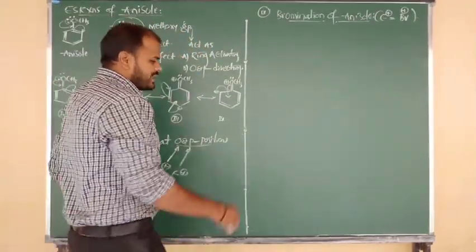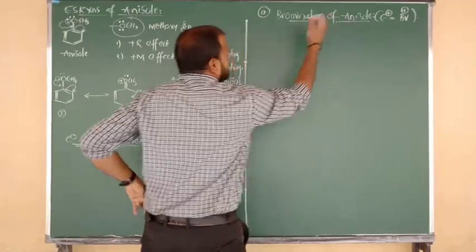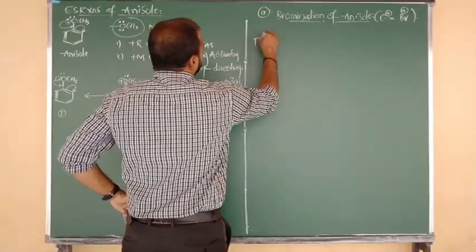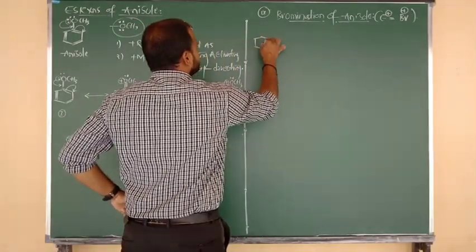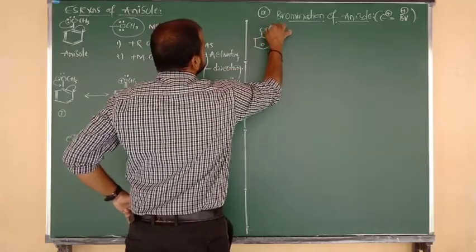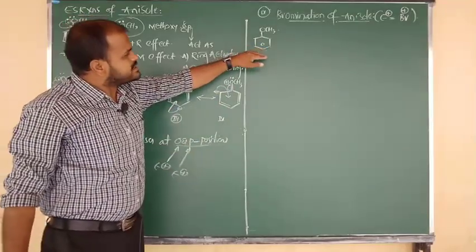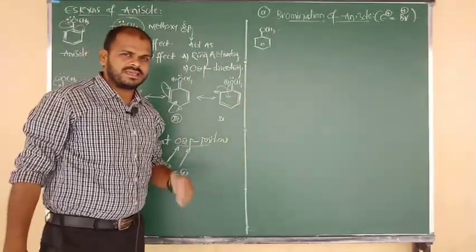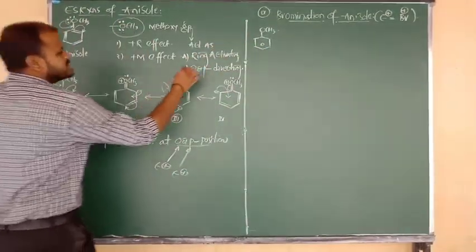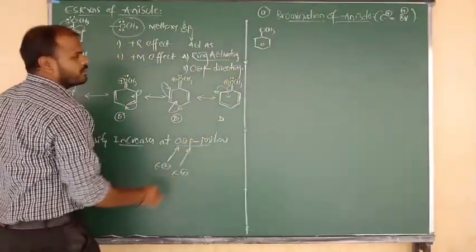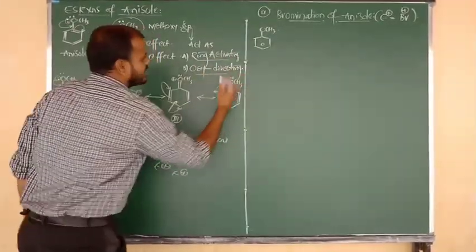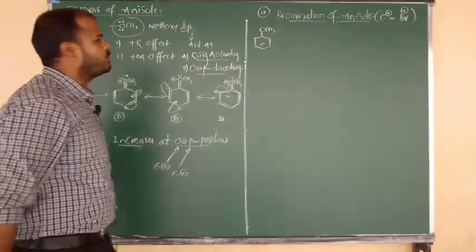So shall I start the reaction now, beta? Yes. What is the compound here? Anisole. What will be its structure? Benzene bonded to OCH3. In anisole, upon benzene, a methoxy group is there. Again same thing, beta. The methoxy group is a ring activating group, and it is going to act as an ortho and para directing group.